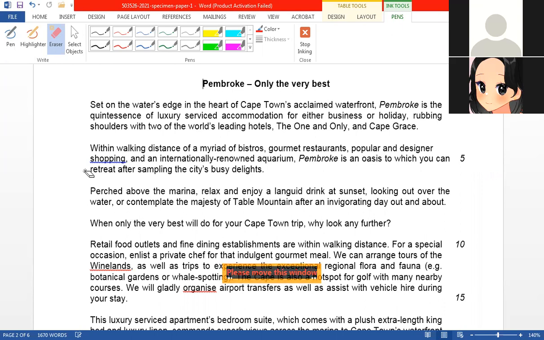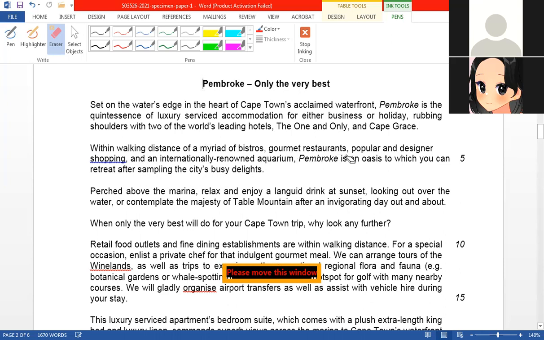Shiza beta, please read the second paragraph. Within walking distance of a myriad of bistros, gourmet restaurants, popular and designer shopping, and an internationally renowned aquarium, Pembroke is an oasis to which you can retreat after sampling the city's busy delights.